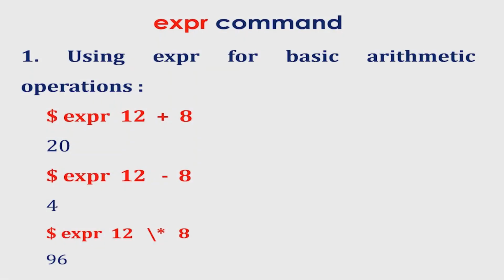Now let us learn from the following illustrations how expr command evaluates the basic arithmetic operations. If we give expr 12 plus 8 at the dollar prompt, then the UNIX system returns a value 20. If we give expr 12 minus 8, it returns a value 4. If we give expr 12 star 8, it returns a value 96.